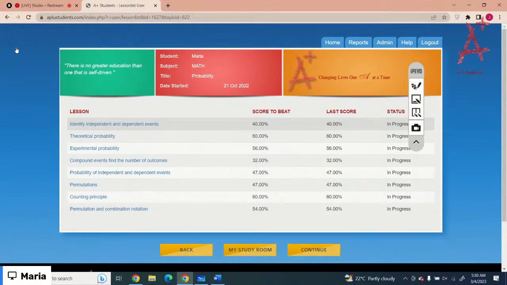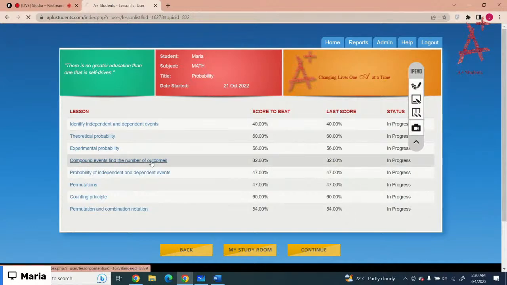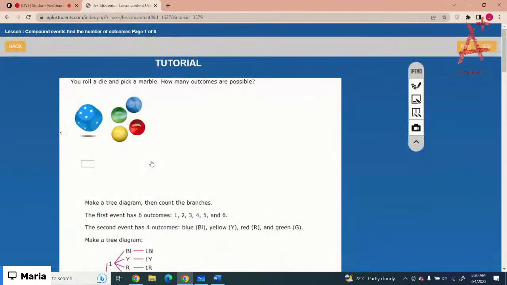Got it? The next one is compound event. Find the number of outcomes. Okay, compound event means more than one event. Got it? Okay, let's start with the example. You roll a die and pick a marble. How many outcomes are possible? So you have to calculate the total outcomes for both the events.